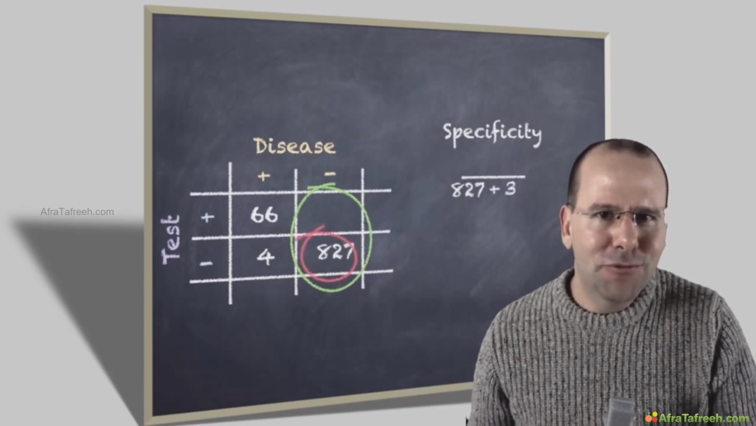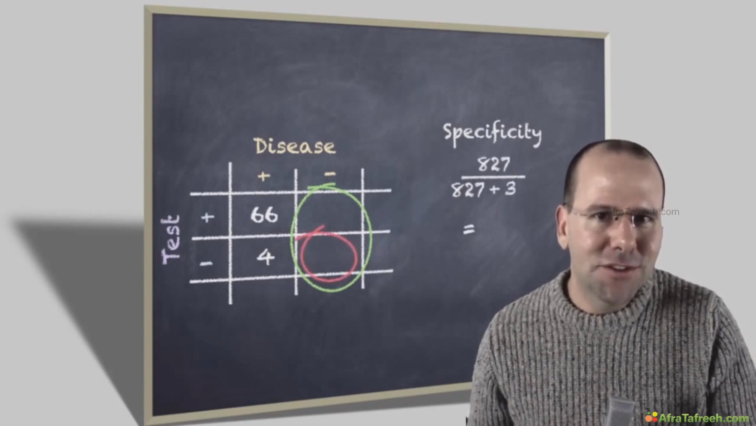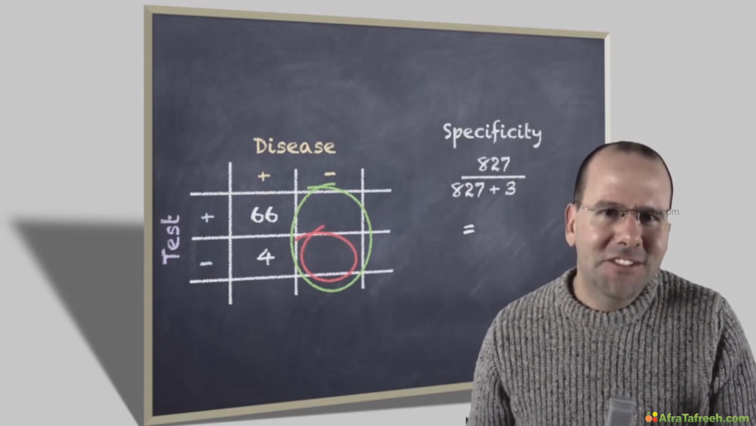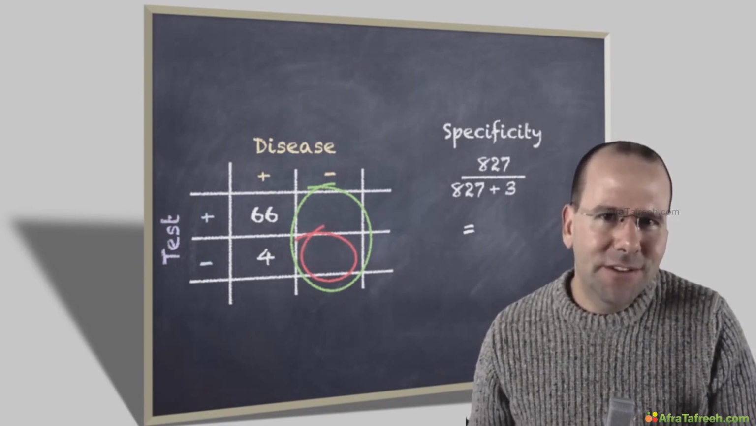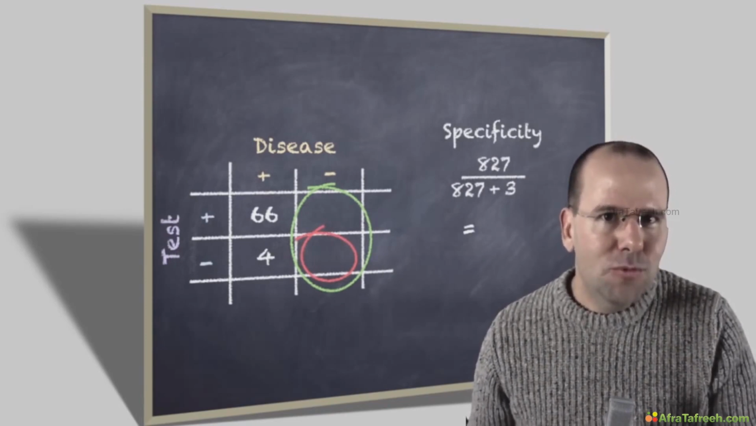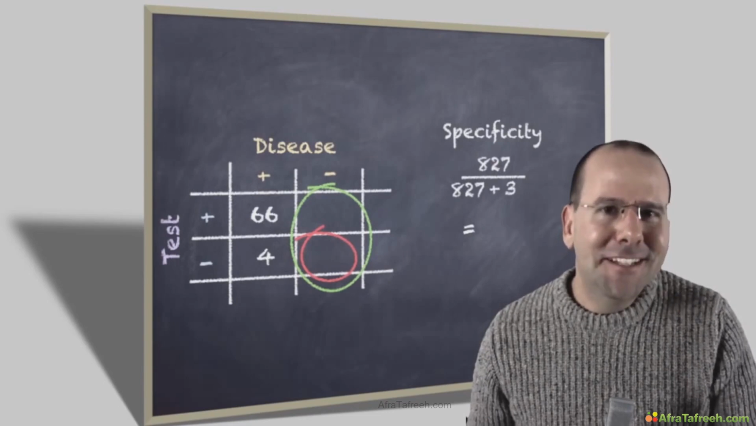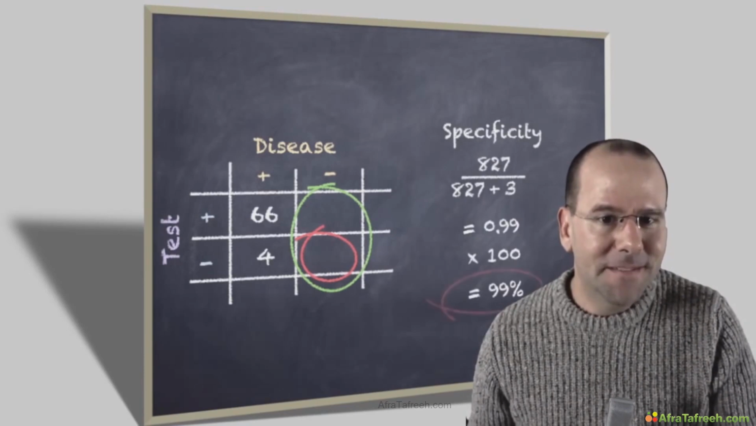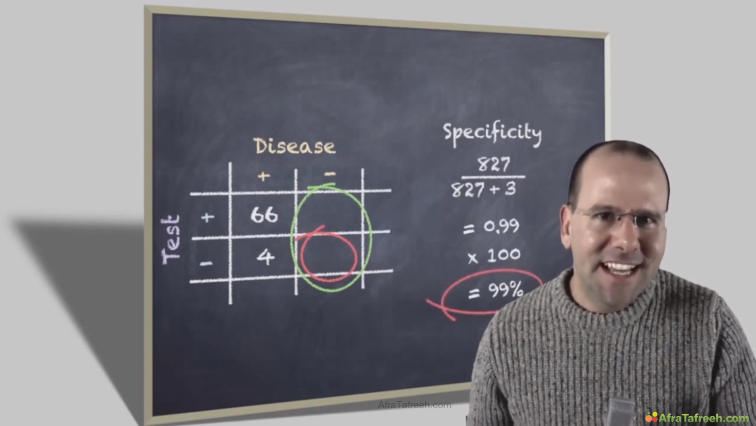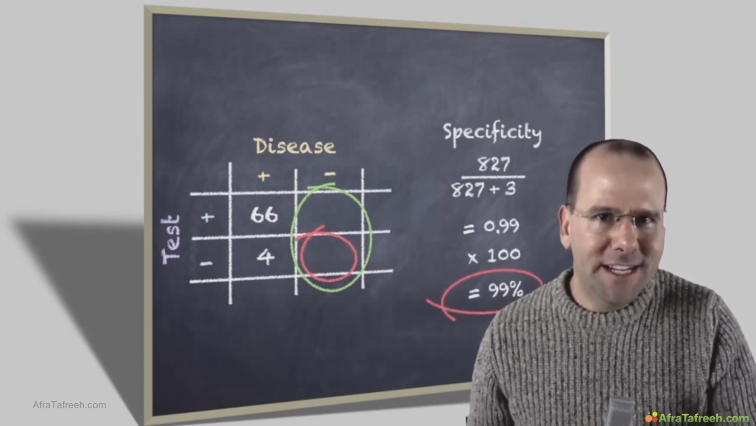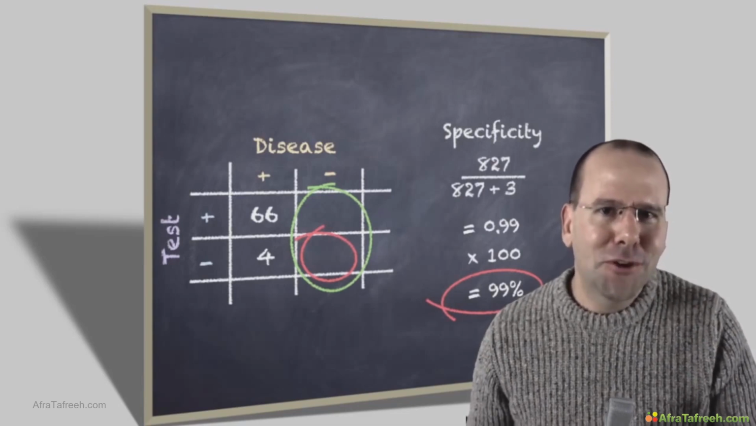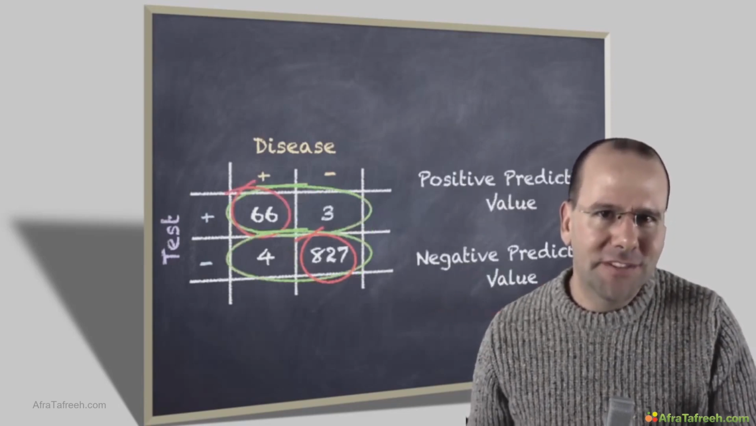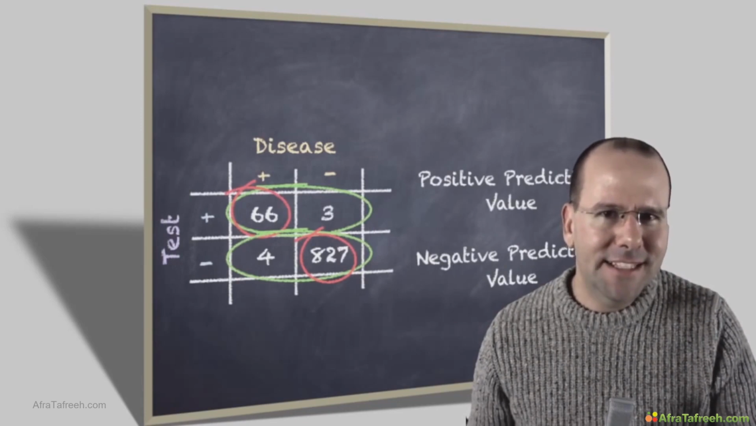Those that are encircled in red. So in this case, those encircled in red are the true negatives. So here we're saying 827 of the 830 will correctly test negative. So 827 over 830 is 0.99, which is 99%. So of people who don't have the disease, 99% of them will be correctly identified by this test. So I'm not going to go through all the calculations again for positive and negative predictive value. Basically, the exact same principle applies.